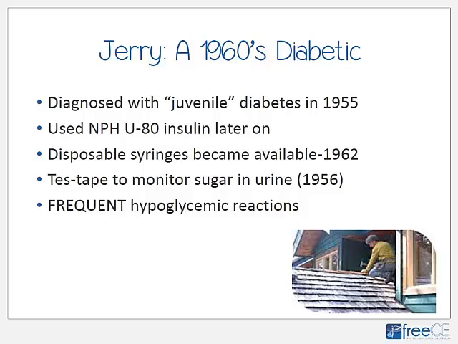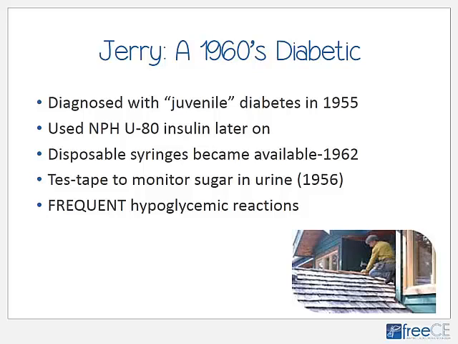Test tape was used to monitor sugar in the urine in 1956. And keep in mind, all you can do when you're measuring sugar in the urine is to say there's sugar in the urine, which implies that the corresponding serum glucose level would be 180 or over. Whether it was 240 or whether it was 560 just depended on how you looked at the colorimetric chart that was on the side of the test tape box. But at least they had something to monitor whether there was sugar in the urine.